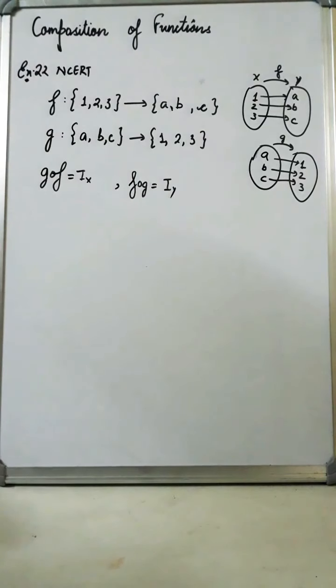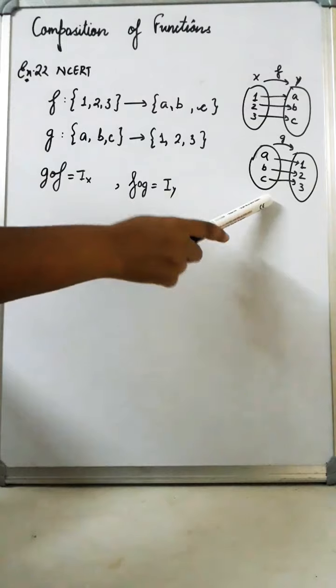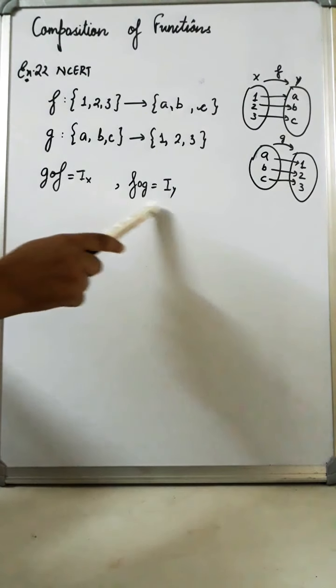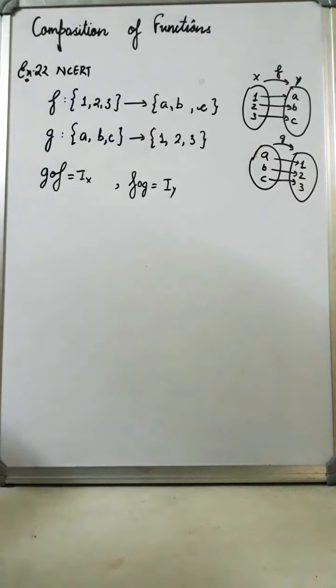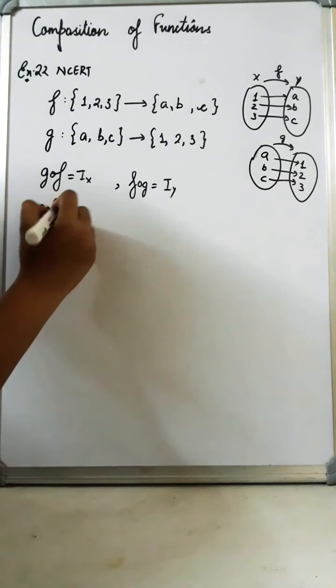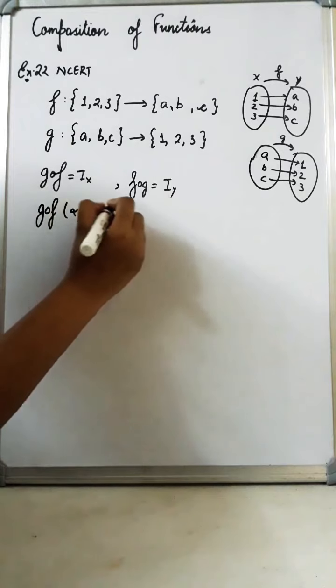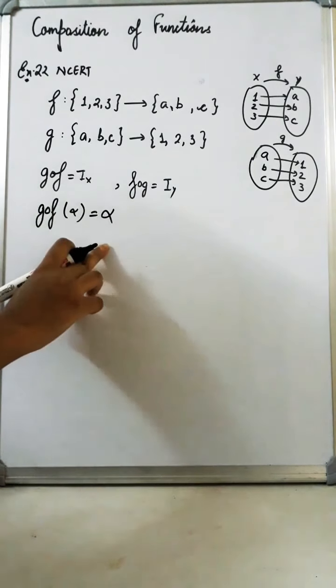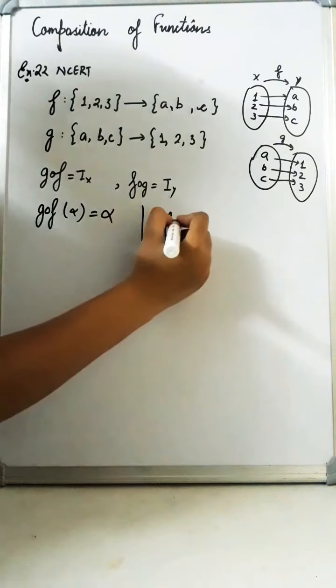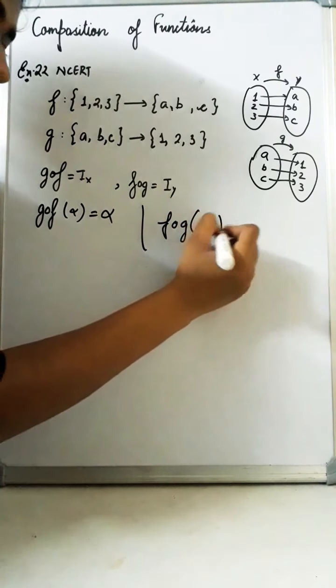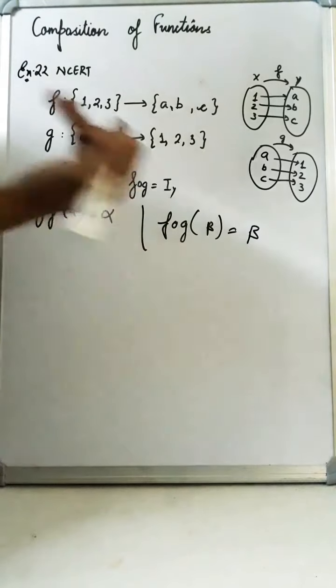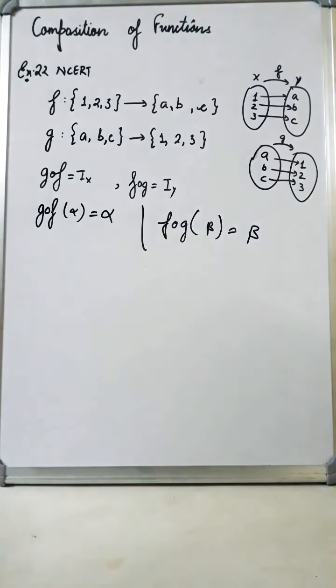Alright. Let's look at this question from NCERT. There's a function f, which is a 1-1 onto function, and the mapping is done like this. They've asked you to show that there exists a function g like this, such that g of f and f of g are identity functions. Identity function means if g of f is operated on any alpha, it will give you alpha only. These kinds of functions are known as identity functions. Similarly, if f of g is operated on any beta and it gives you beta only, then f of g is also an identity function. So this is what we have to prove, right?